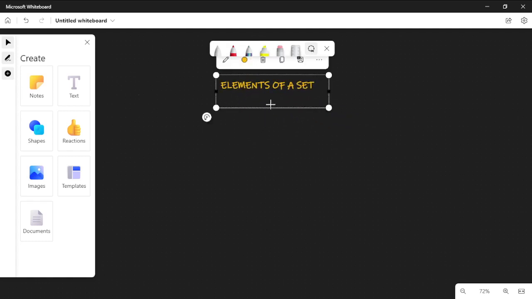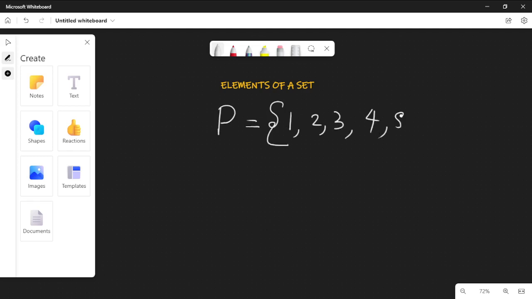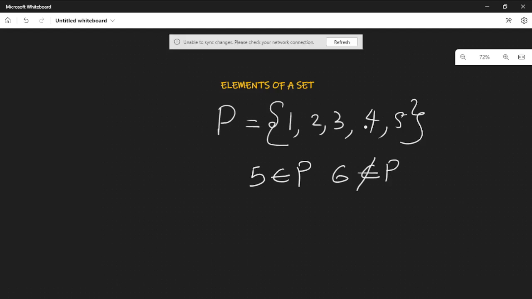We're still on element of a set. So I believe you all understand this now. So let me rewrite again. If I want to write that P is a set of 1, 2, 3, 4, 5, so for me to write that 5 belongs to P, I'll write this. 5 belongs to P. 6 does not belong to P, I'll write this. 6 does not belong to P. Can you see that now?